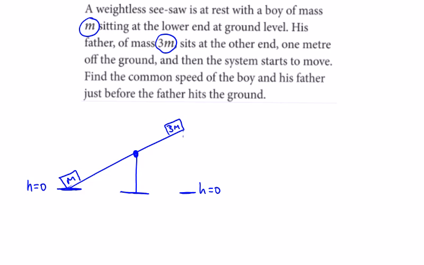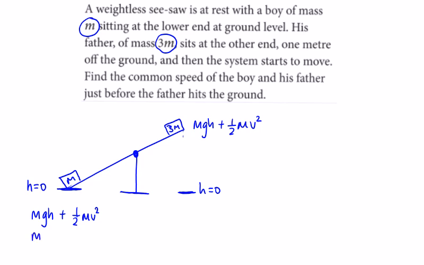And we're looking for the speed just as the father hits the ground. So literally at just this point here where h is equal to 0 over the far side. That's what we're to assume. So let's look at the energy in the system before and after. So there's 2 people involved here. So there's mgh for the boy here plus a half mv squared. And there's mgh here for the dad and also a half mv squared.